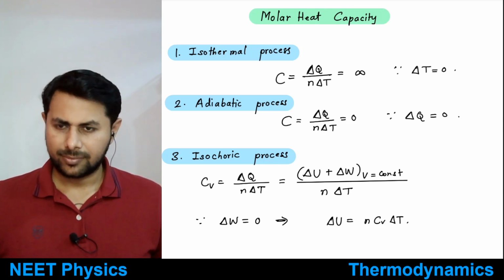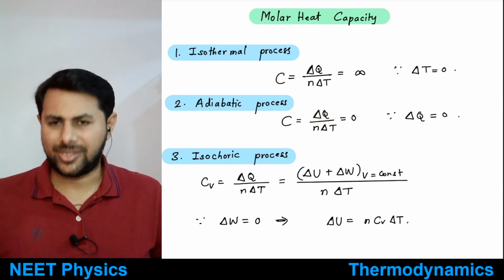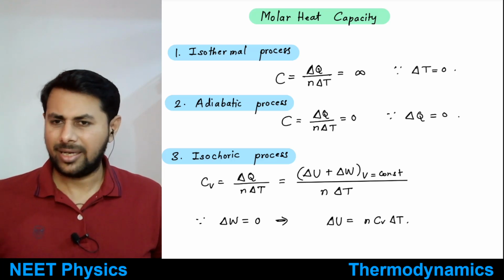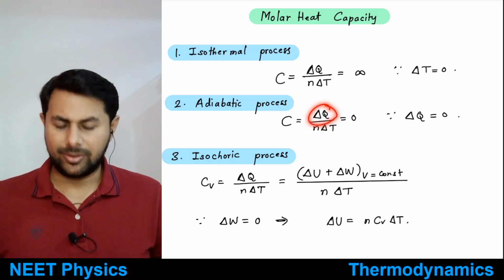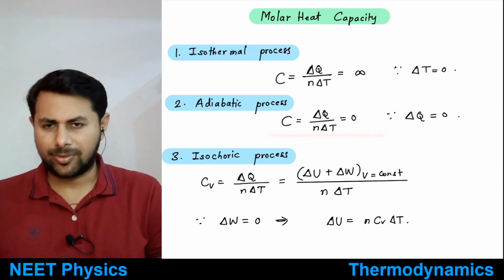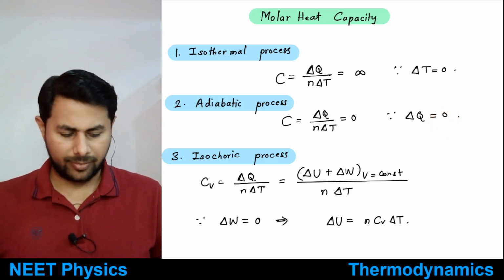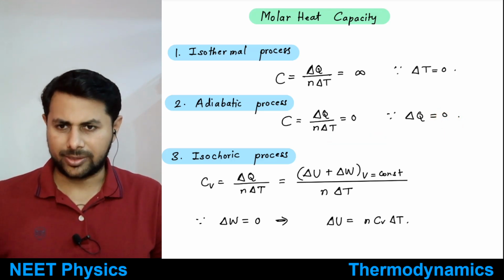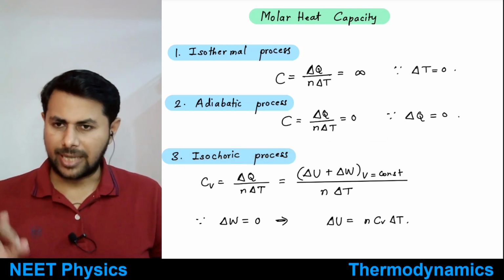Okay, all right. So then in case of the adiabatic process, what is an adiabatic process? A process in which there is no heat exchange is called an adiabatic process. So if there is no heat exchange, it means delta Q is equal to 0. If delta Q is equal to 0, it means C would be equal to 0, right? So in case of an adiabatic process, the molar heat capacity or specific heat capacity is equal to 0. Very simple. Okay, then let's come to the next process, which is the isochoric process.